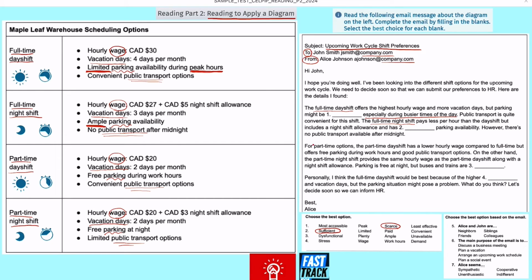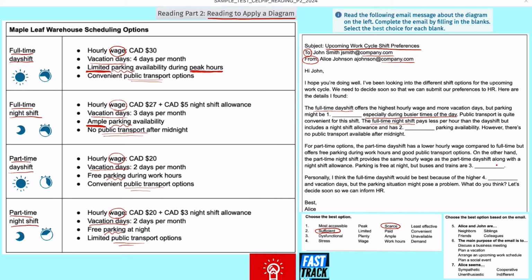Moving on. For part-time options, the part-time day shift has a lower hourly wage compared to full-time, but offers free parking during work hours and good public transport options. On the other hand, the part-time night shift provides the same hourly wage as the part-time day shift along with a night shift allowance. Parking is free at night, but buses and trains are.